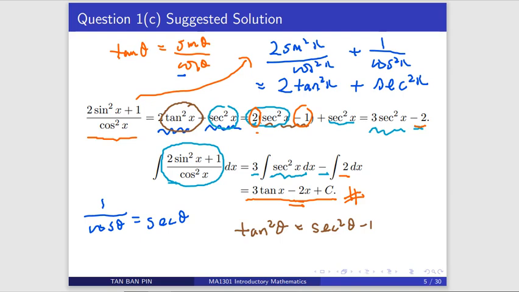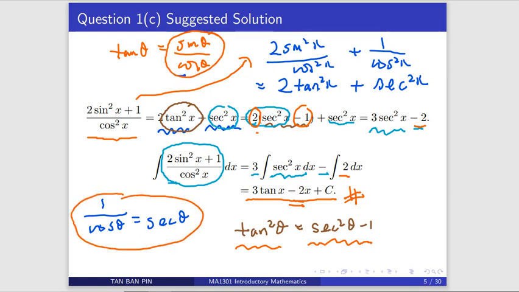So remember, tangent square has to be converted to secant square minus 1. Then sine over cosine is tangent. 1 over cosine is secant theta. We may use all these trigo identities to make it into secant square and the number 2, which both can be integrated. So for trigo functions, you really need practice to know what to do.